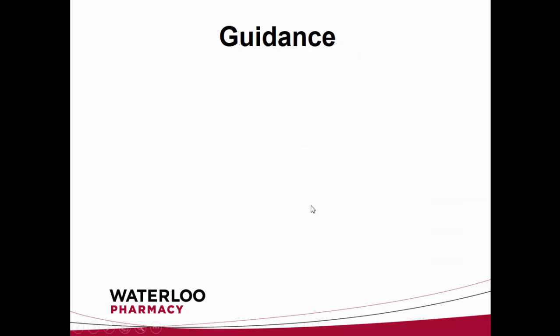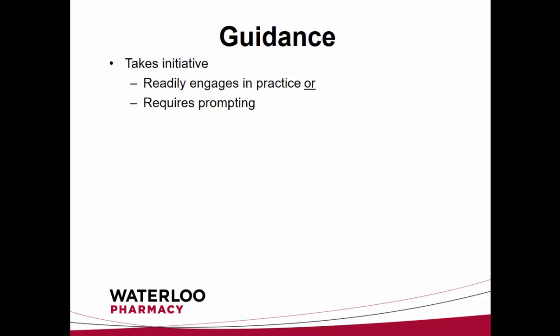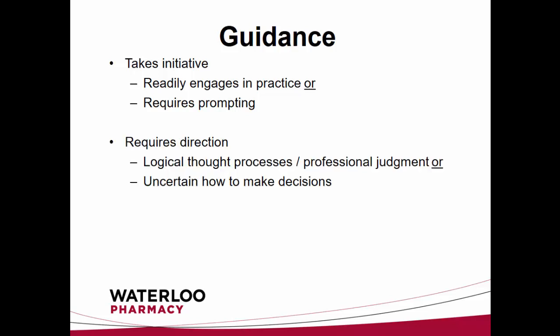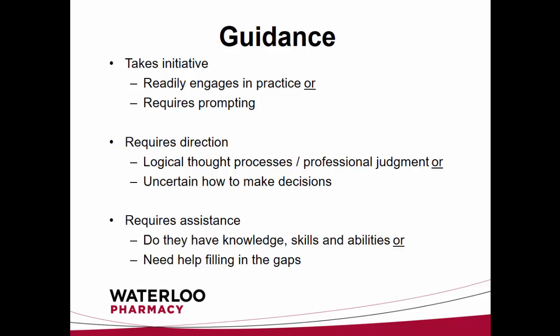When assessing the level of guidance required by a student, the preceptor should consider 3 factors: the initiative taken. Does the student readily engage in practice, or do they require prompting to act? The direction required. Does the student's behavior reflect a logical thought process and professional judgment, or are they uncertain how to make decisions? The assistance required. Does the student have the knowledge, skills, and abilities to practice, or do they need help filling in any gaps in these areas?